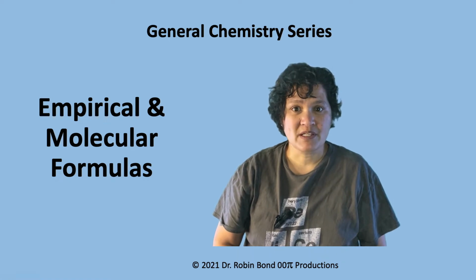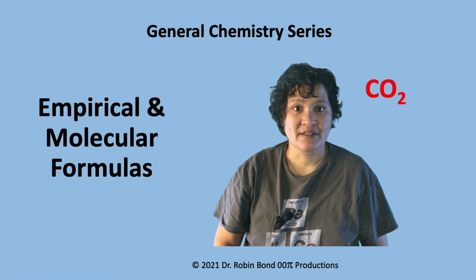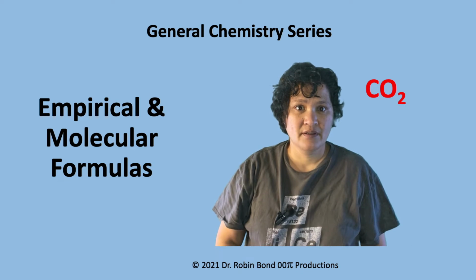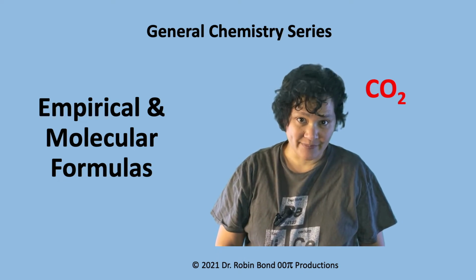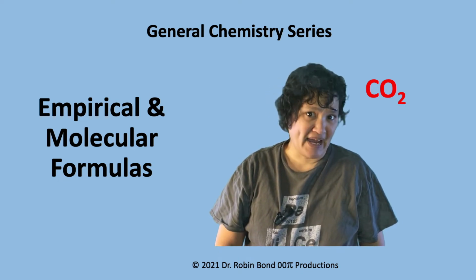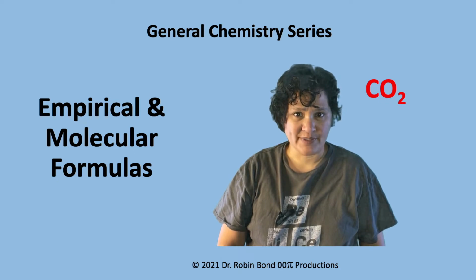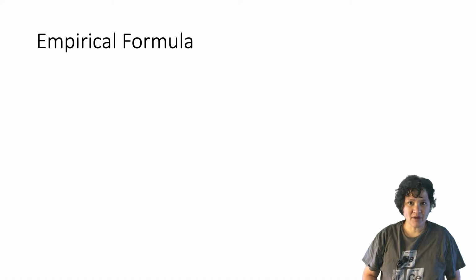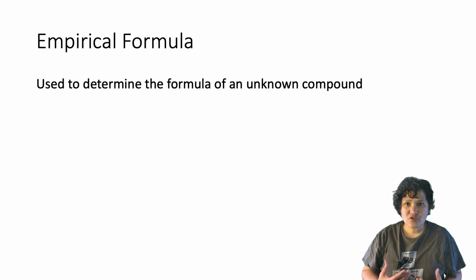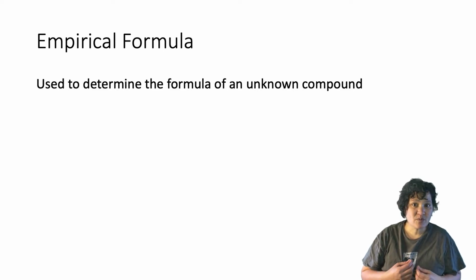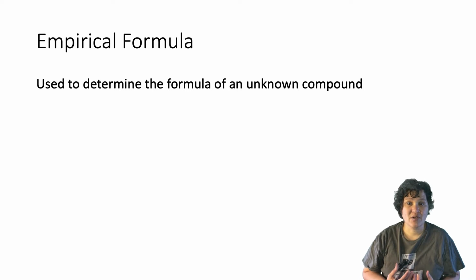You've already been exposed to molecular formulas, like this one, which show how many atoms of each element are in the molecule. But how do we find out what the molecular formula is? In part, we do this by first figuring out the empirical formula. We usually only use empirical formulas when determining the composition of an unknown compound.